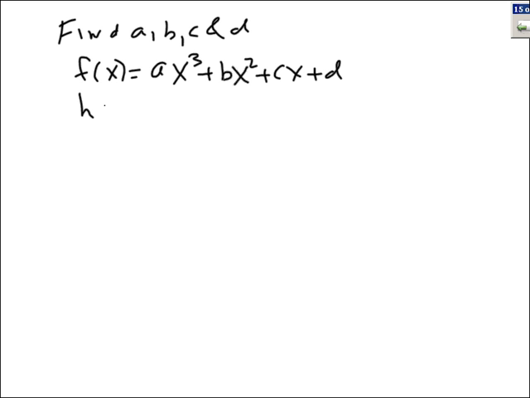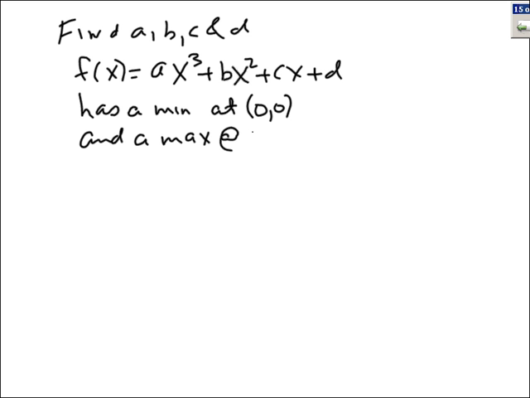And I tell you this function f of x has a minimum value at the origin, at (0, 0), and it has a maximum value at (2, 2). Okay, we know it's a cubic, and we can actually graph this function. It has a min at (0, 0). And for argument's sake, let's say that's (2, 2).